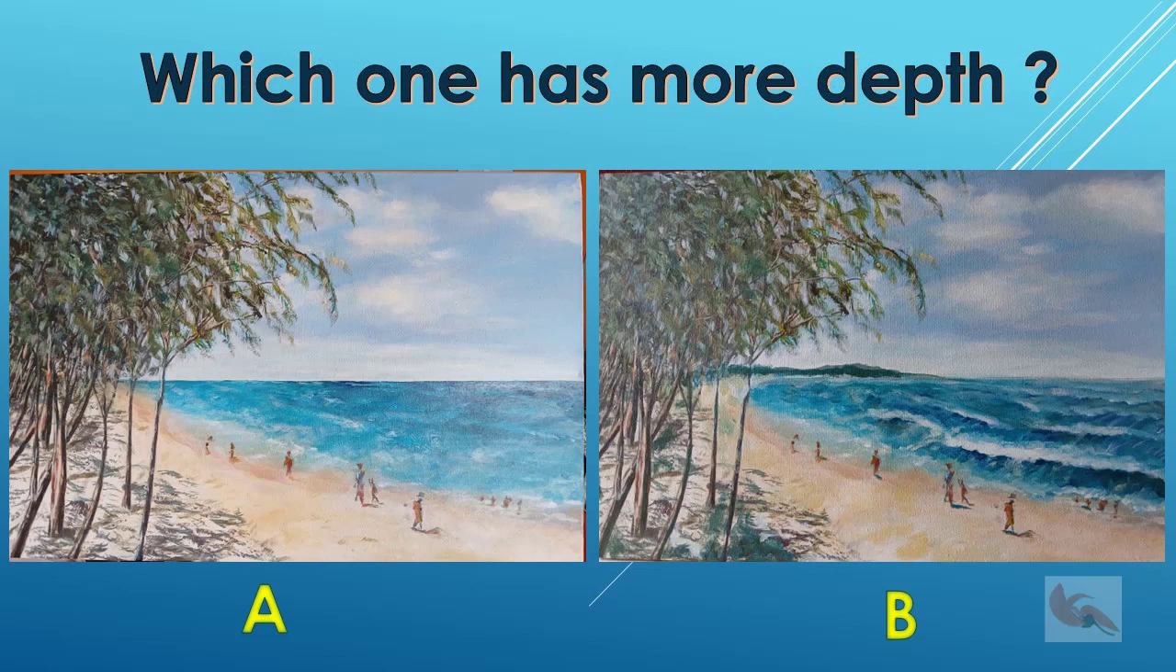Which one out of these two paintings has more depth and is more appealing? The difference is in the sea area only, rest all is same. The trees, figures, sand, everything. I am sure you'll agree that B is more appealing. Now ask yourself why. I'll give a pause of just a few seconds here for you to think.